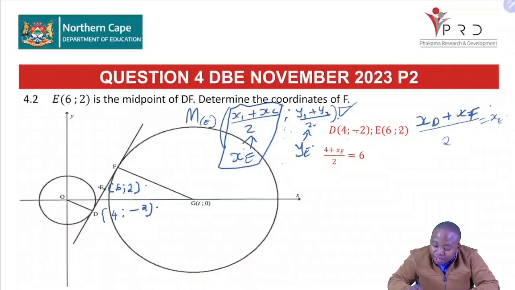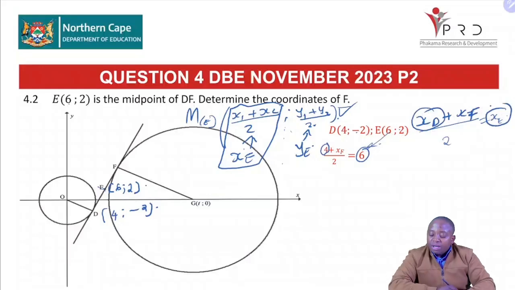Then I substitute the x coordinate of D, which is 4. I substitute in the x coordinate of E, which is 6. Thereafter, I can solve for xF. Then my xF is 8.